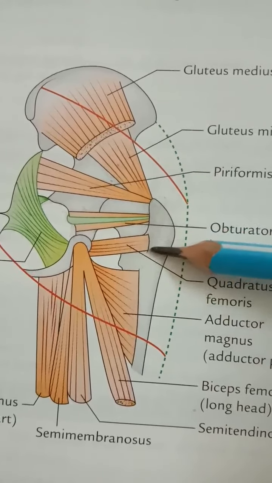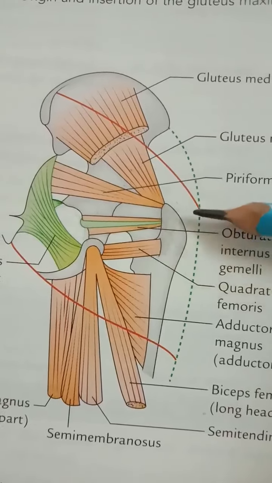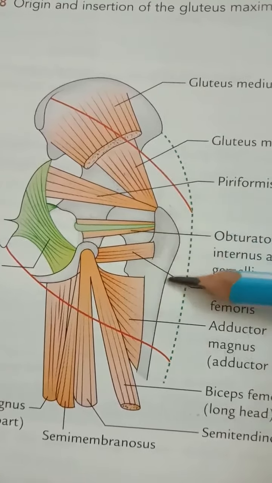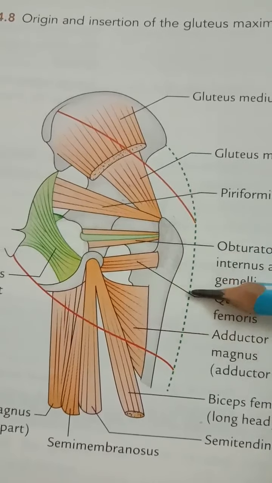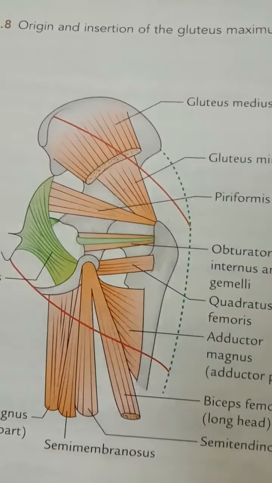Then that is the nerve supply. The nerve supply to the quadratus femoris is the L4, L5 and S1 spinal nerves. And the action is lateral rotation of the thigh at the hip joint. So that is the quadratus femoris.